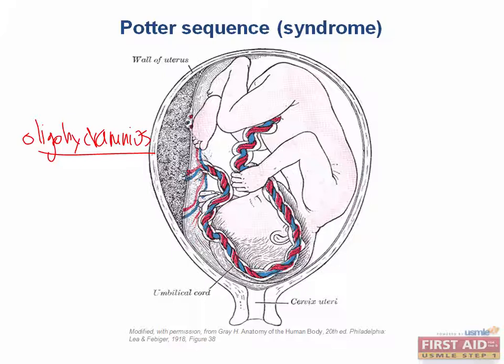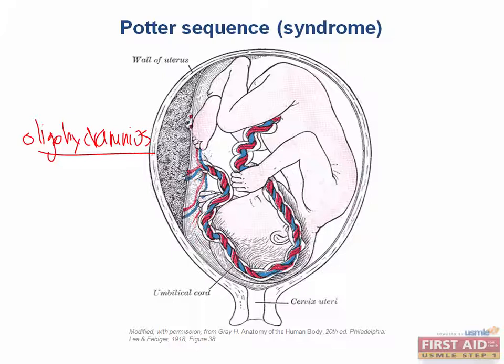The pulmonary hypoplasia occurs because fetuses in utero normally swallow amniotic fluid into their lungs. This helps to expand the alveoli and develop their lung tissue. If there's not enough amniotic fluid, the lungs will not develop properly. Pulmonary hypoplasia is thus the primary cause of death in infants with Potter syndrome.